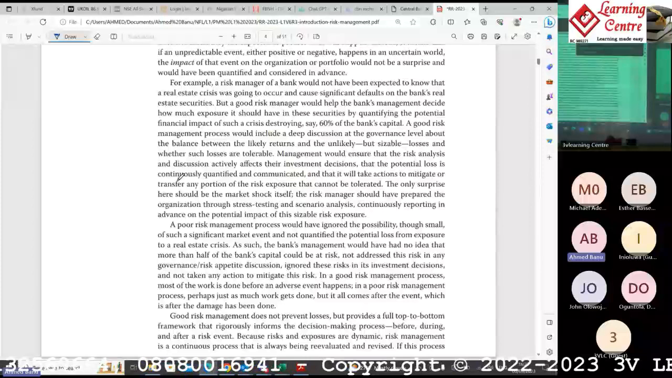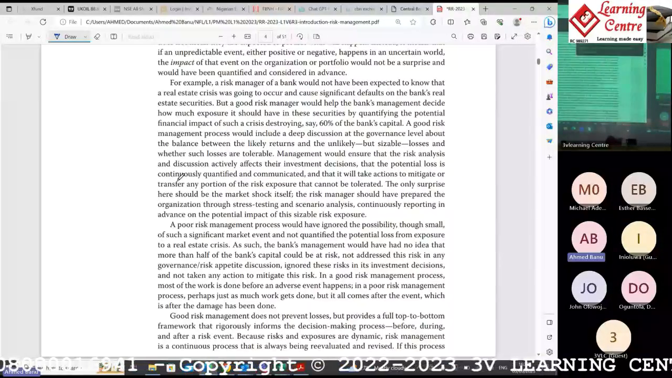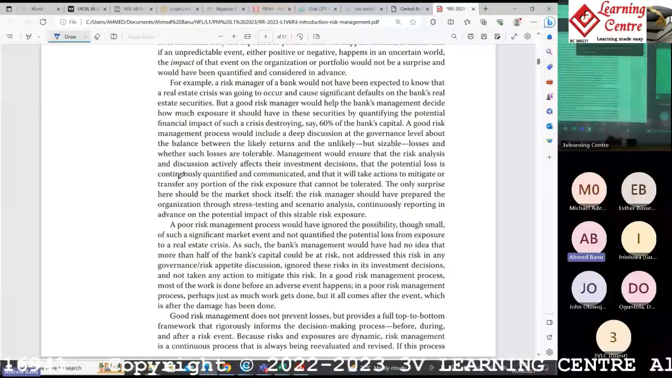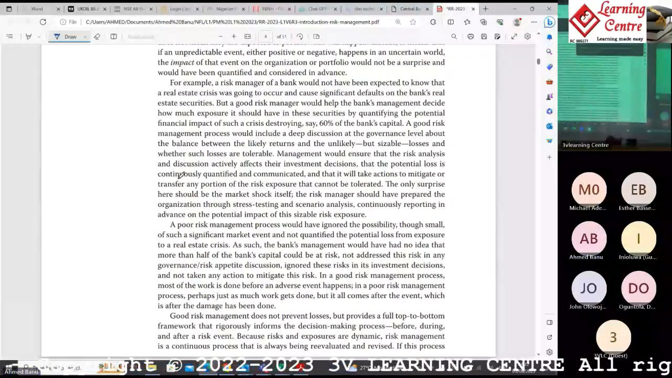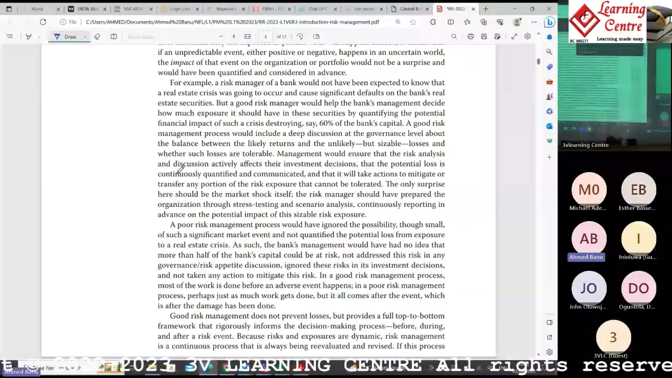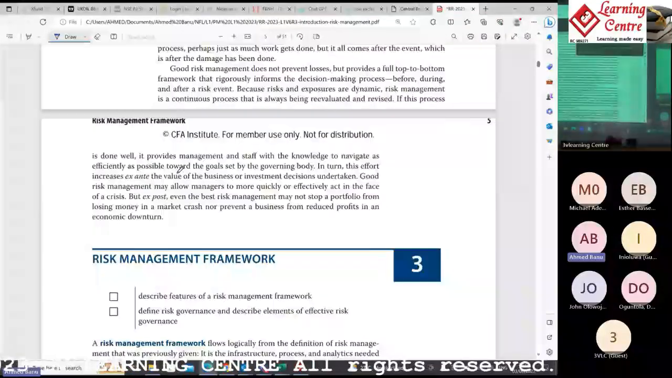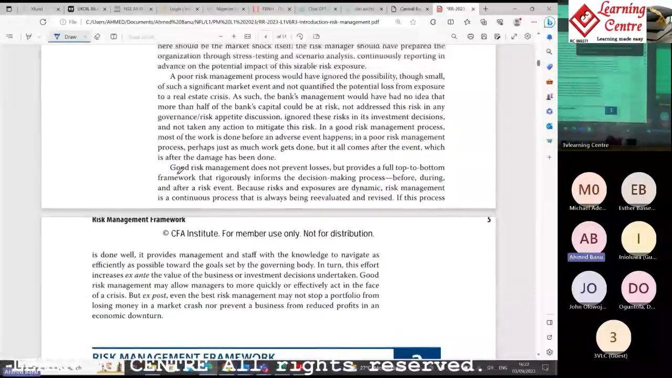So at every point in time, you can't run an organization or manage a portfolio and not think about what? Risk. Risk is very, very critical.